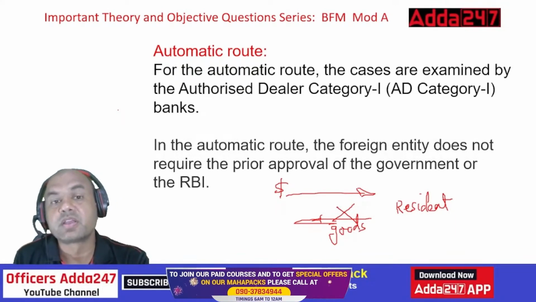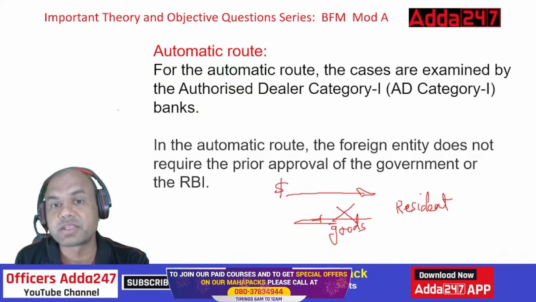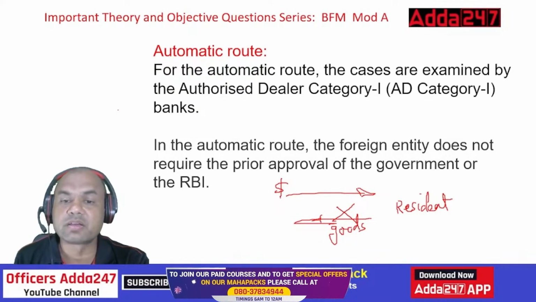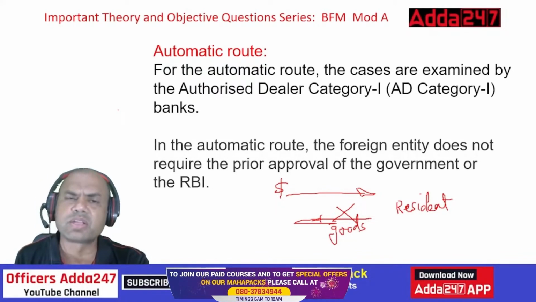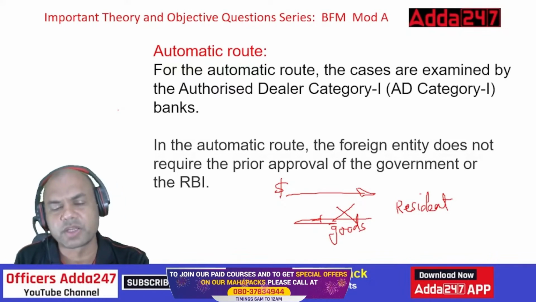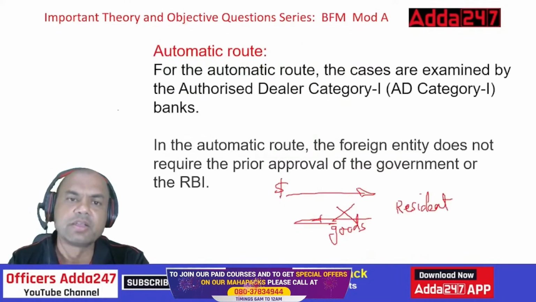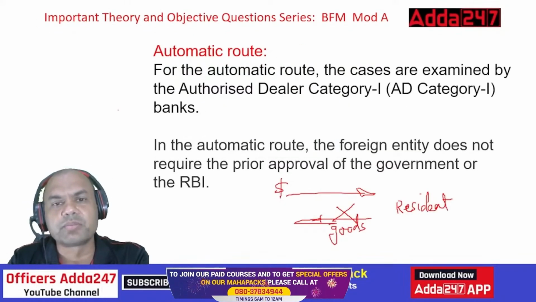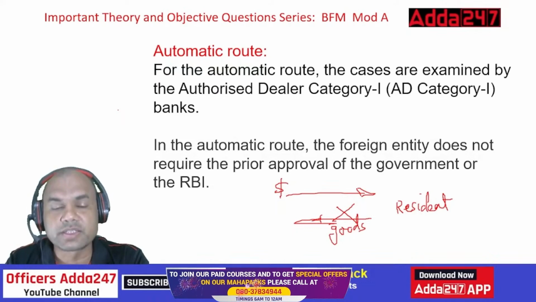For automatic route, the cases are examined by the authorized dealer, AD1 category banks. So what do you mean by this? See here. Whenever the dollars are coming in for automatic route companies. Now what are automatic route companies? I'll again give you the details. I'm having this, see this. The names I'm having it. So for automatic route companies, the important part is the documents and the money part, meaning for what it is coming, that is not checked by RBI.